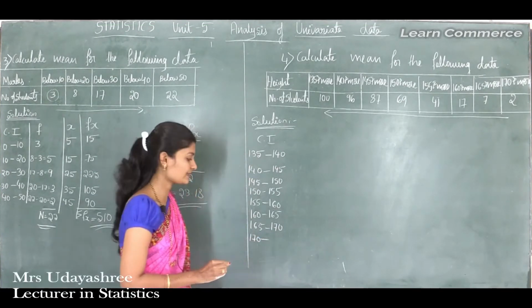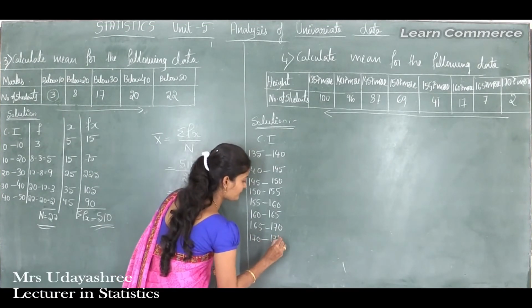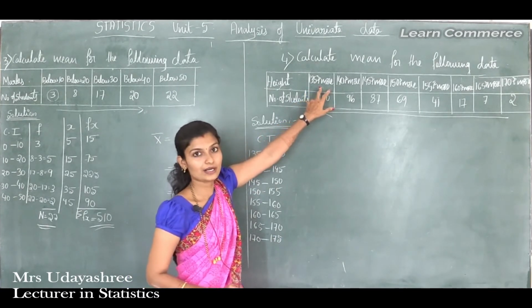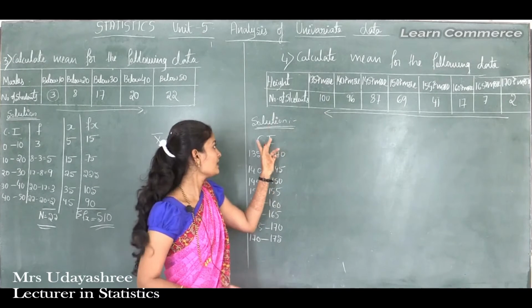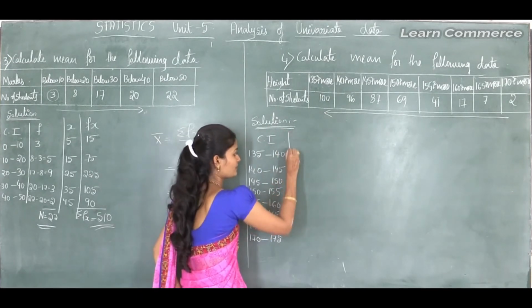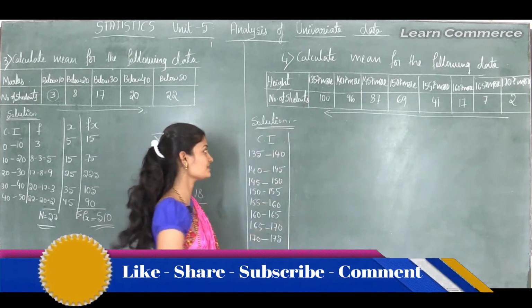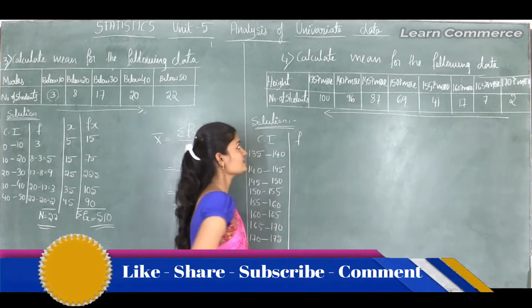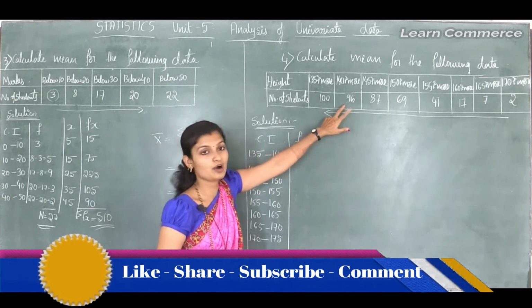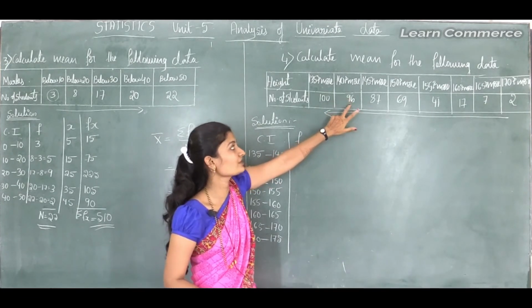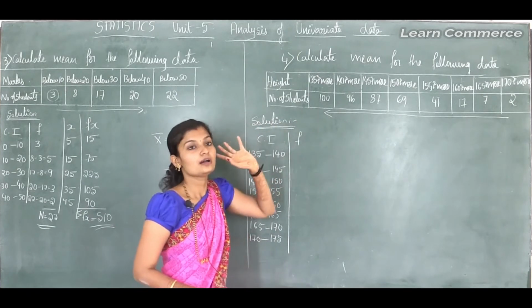For this, the upper class limit is 175. So here we converted the lower class limits into class intervals. Next, the number of students given is the frequency. Here the frequency is given in the form of more than cumulative frequency, so we need to convert this more than cumulative frequency into frequency.